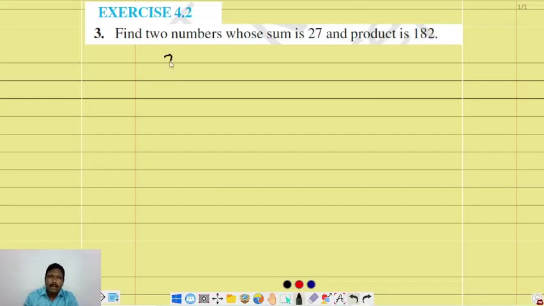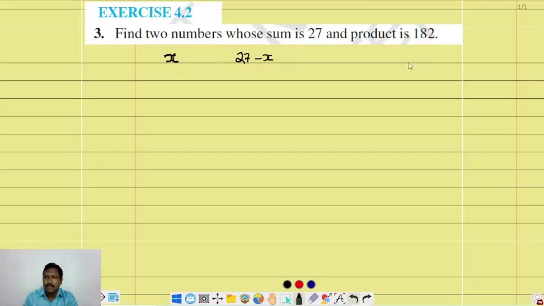So one number you can take as x. Then the other number will be what? 27 minus x. See, the sum of two numbers is 27. Then if one number is x, the other number will be 27 minus x and whose product is 182. So the numbers are x and 27 minus x.